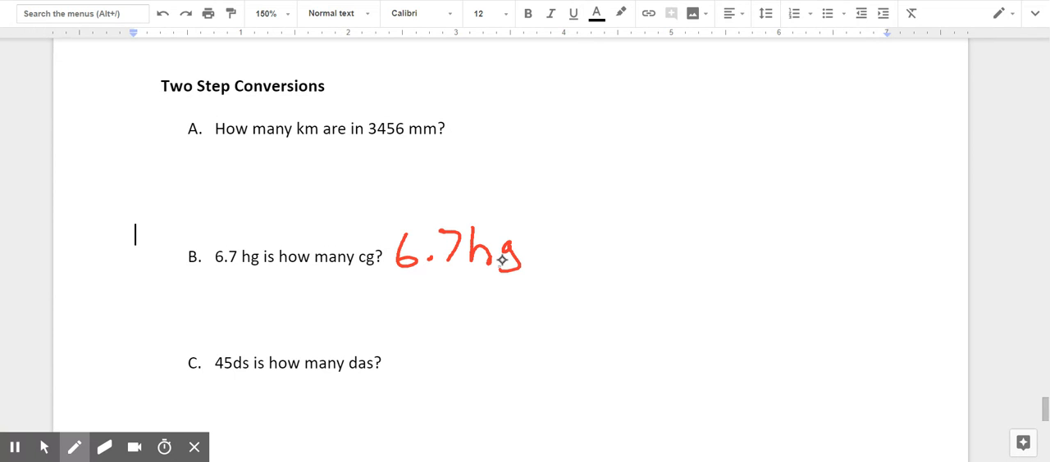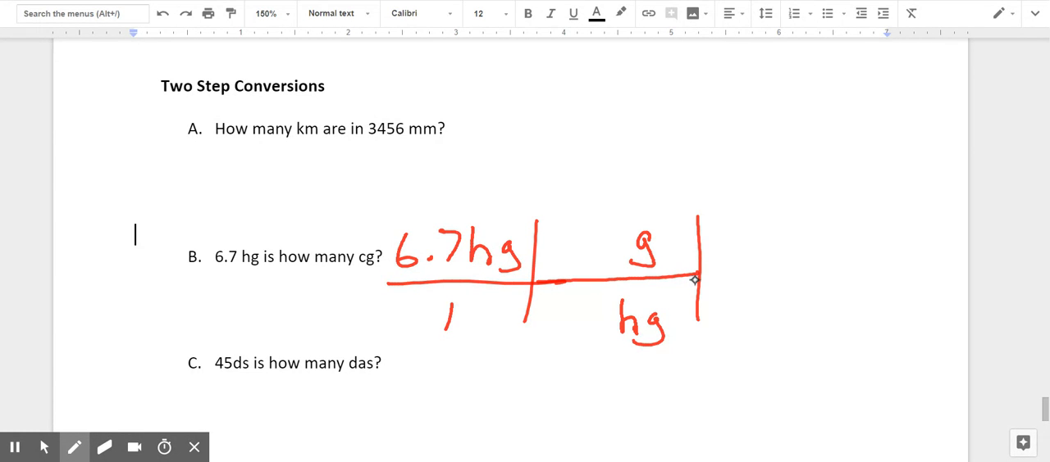6.7 hectograms over 1. The unit that we're trying to get rid of is hectograms. Our base unit in this problem is grams. Now we've got grams on top, so on the bottom we want to put grams because that's what we're trying to get rid of. We want to divide by grams, and our new unit, centigrams, goes on top. The number 1 goes in front of both with the prefix, and now we know that hecto stands for 100, and centi represents 0.01 grams. 1 centigram is 0.01 grams.